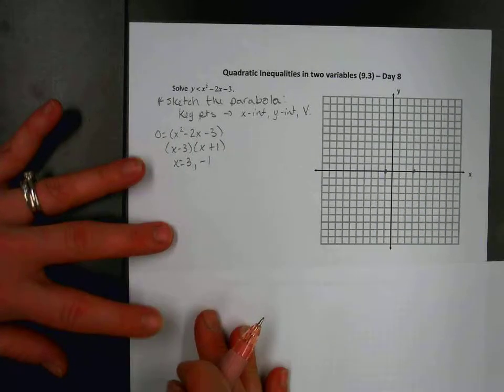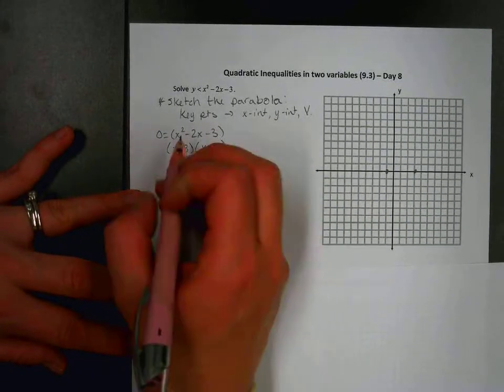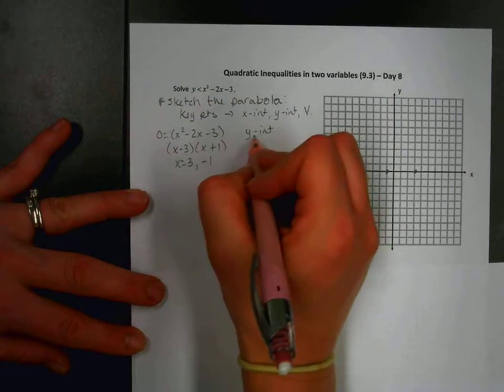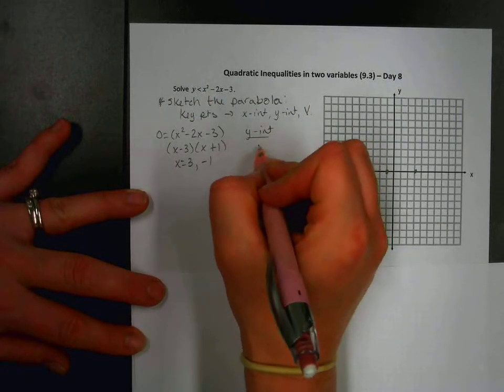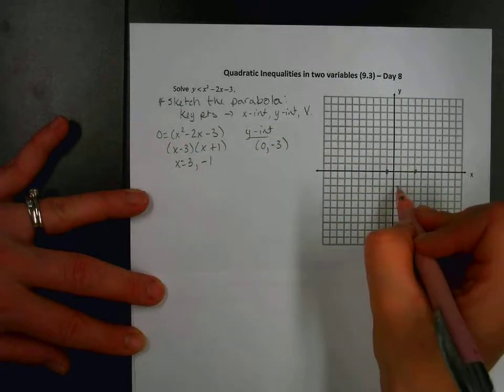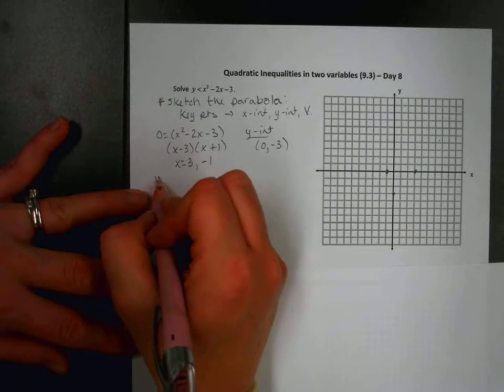Okay, and now I want to find my y-intercept. It is fairly straightforward because when x is 0, the y-intercept is -3. So you can plot that point. And then finally we need to find the vertex.